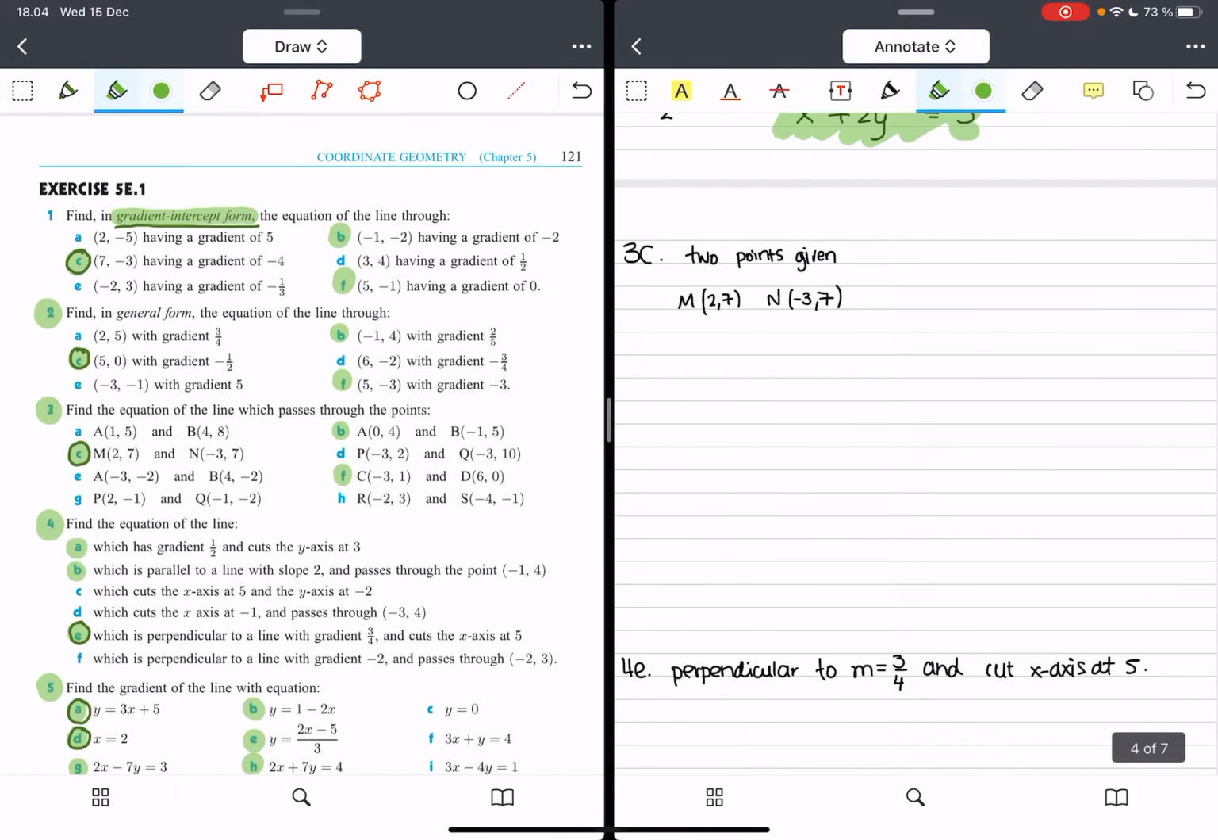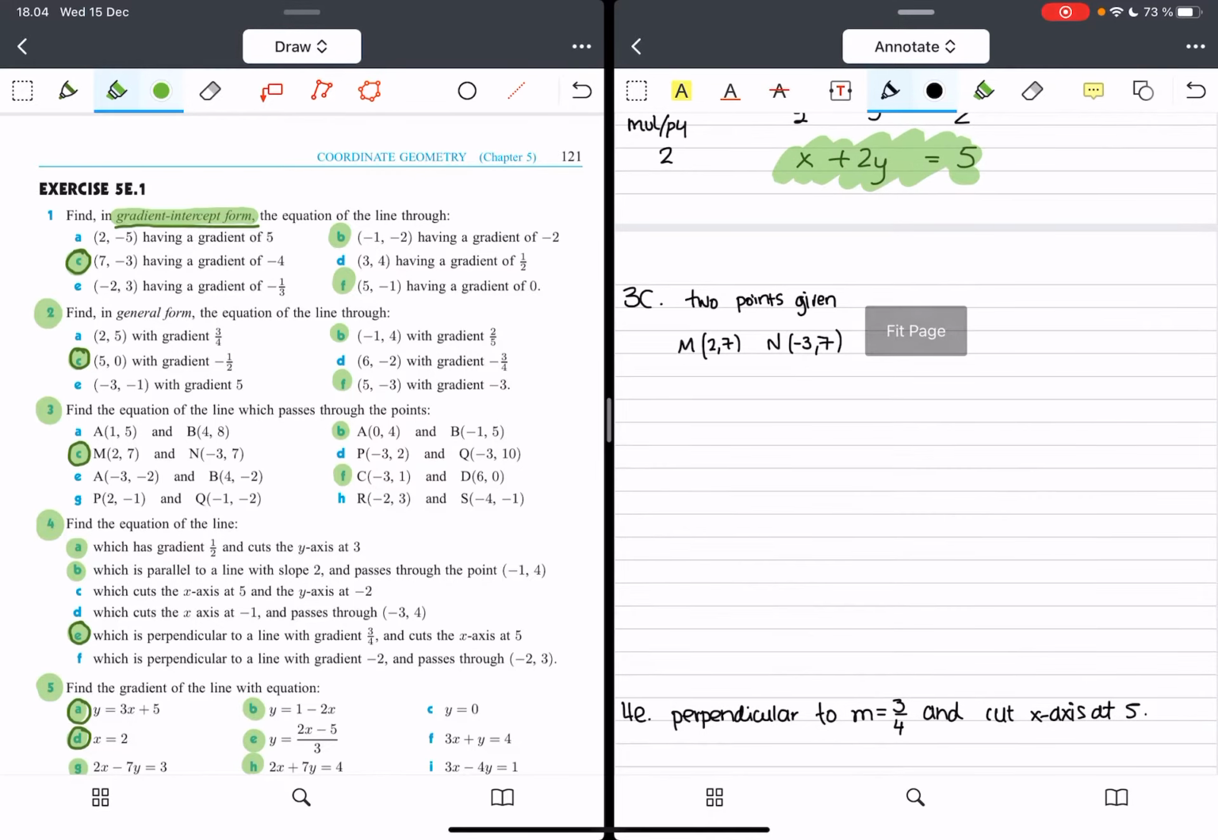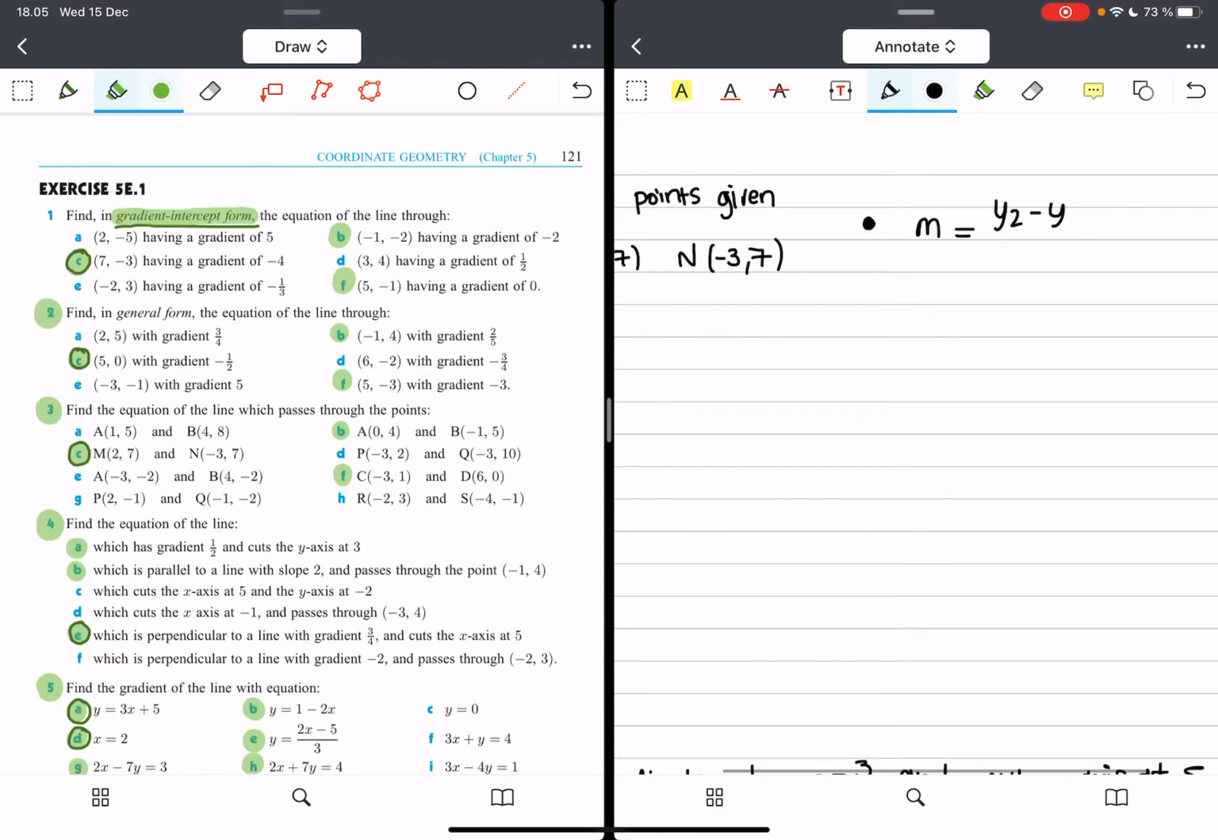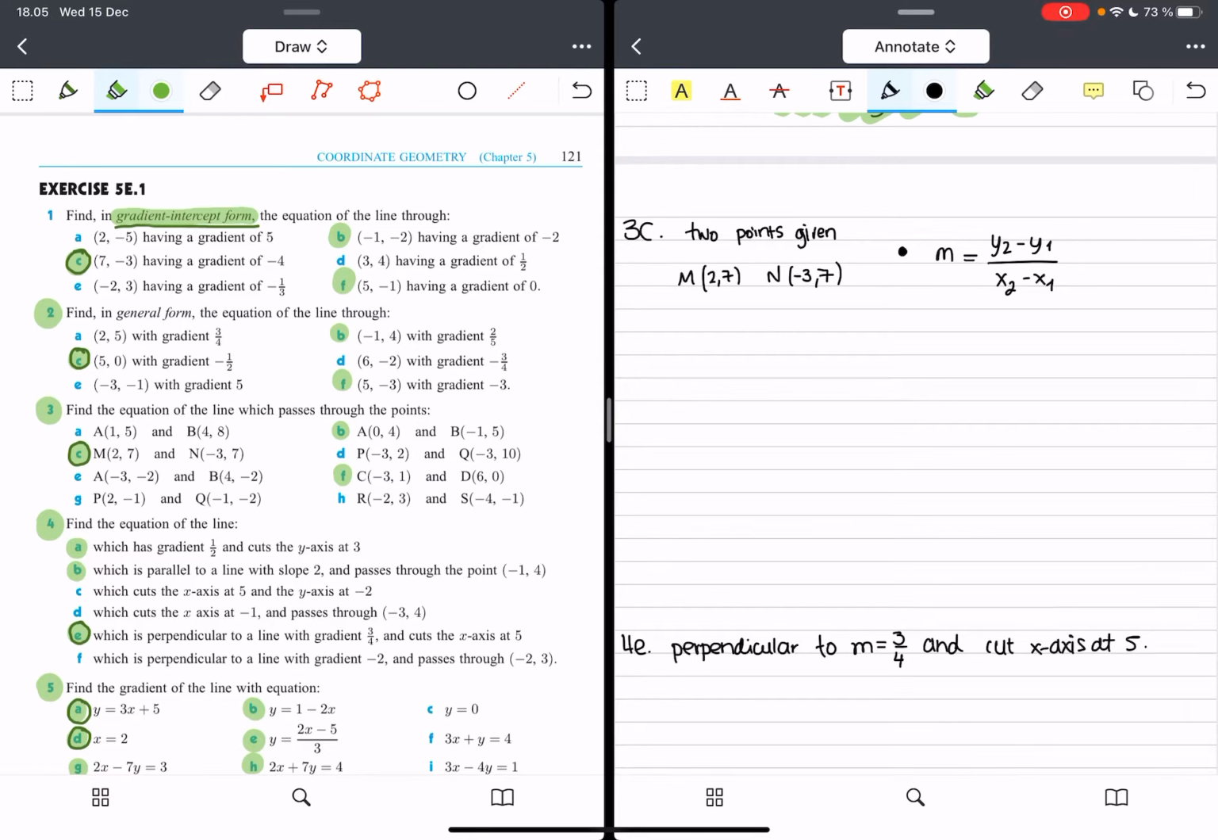3C. Now, in this case, in 3C, you're not given a point and a slope. You're given 2 different points. So, in this case, first, like the example that I gave you in the theory video, you have to find the gradient yourself. Let me just do it here. 7 minus 7 divided by negative 3 minus 2, which is 0 divided by negative 5, which is 0.